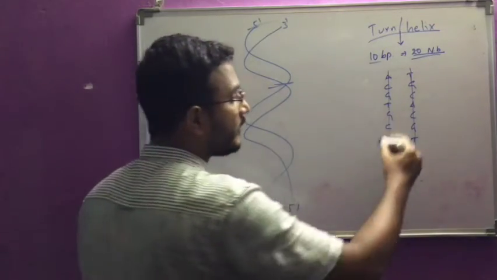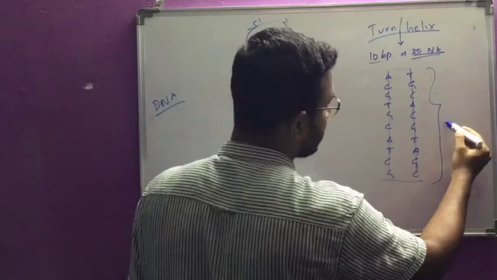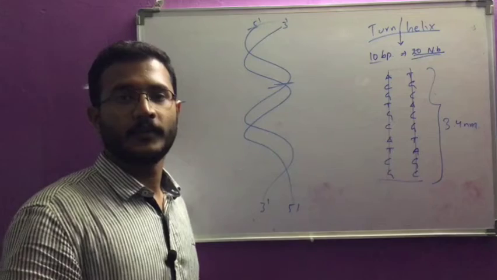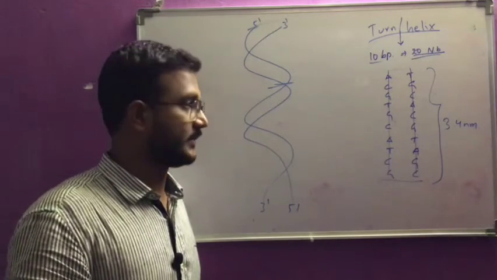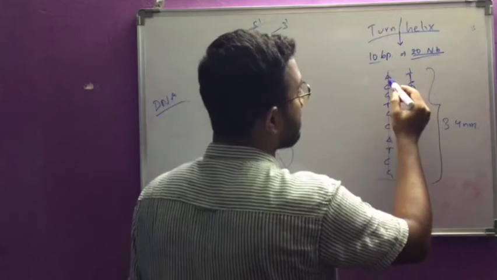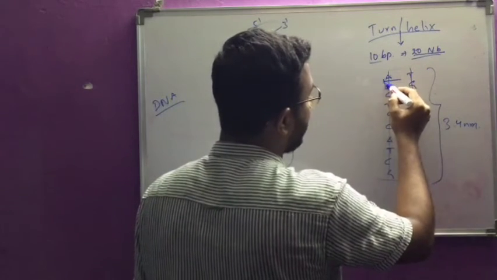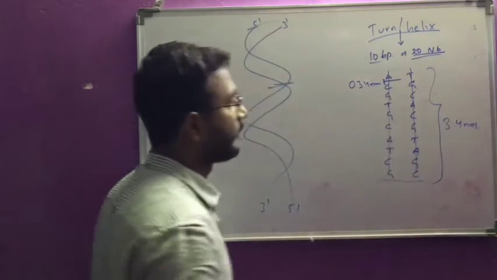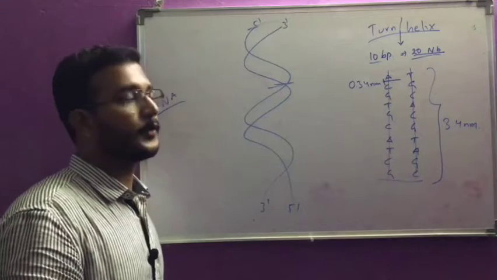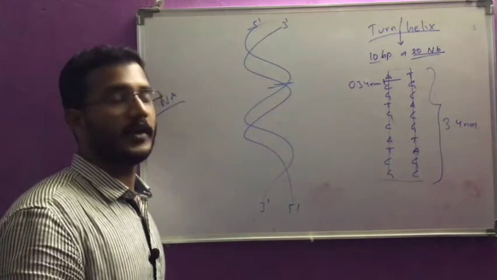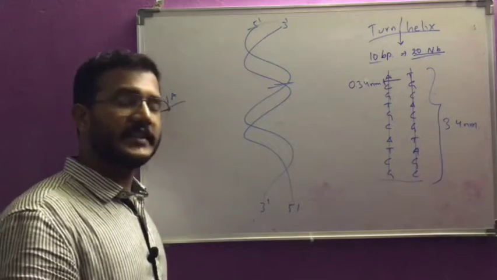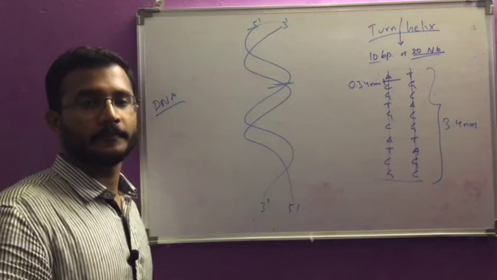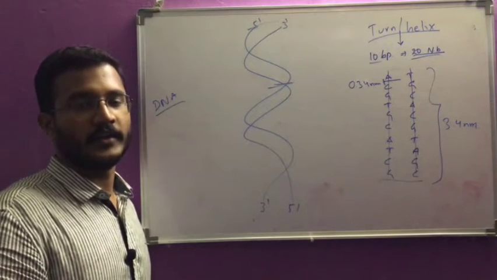And here the length of one turn is 3.4 nanometers. The length between one base and the next is 0.34 nanometers, so 0.34 into 10 is 3.4 nanometers for one turn. These are the basic physical features of a DNA. And DNA is evolved from the RNA.